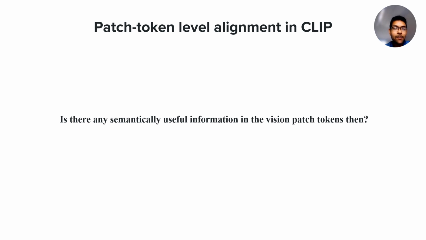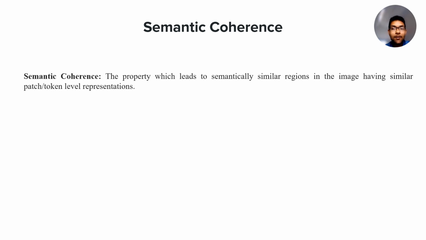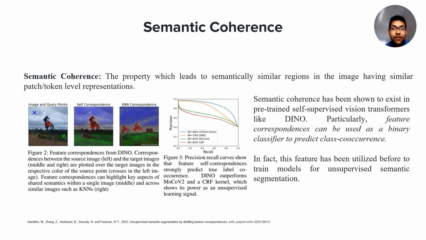Do they store any kind of semantically useful information? To study this, we explore if the image encoder of CLIP has semantic coherence. In other words, if semantically similar regions of the image correspond to similar representations in the corresponding patch tokens. Note that this has already been studied in another popular model called Dino, where such semantic coherence has been shown to exist and has been used as a basis to use Dino for unsupervised segmentation.